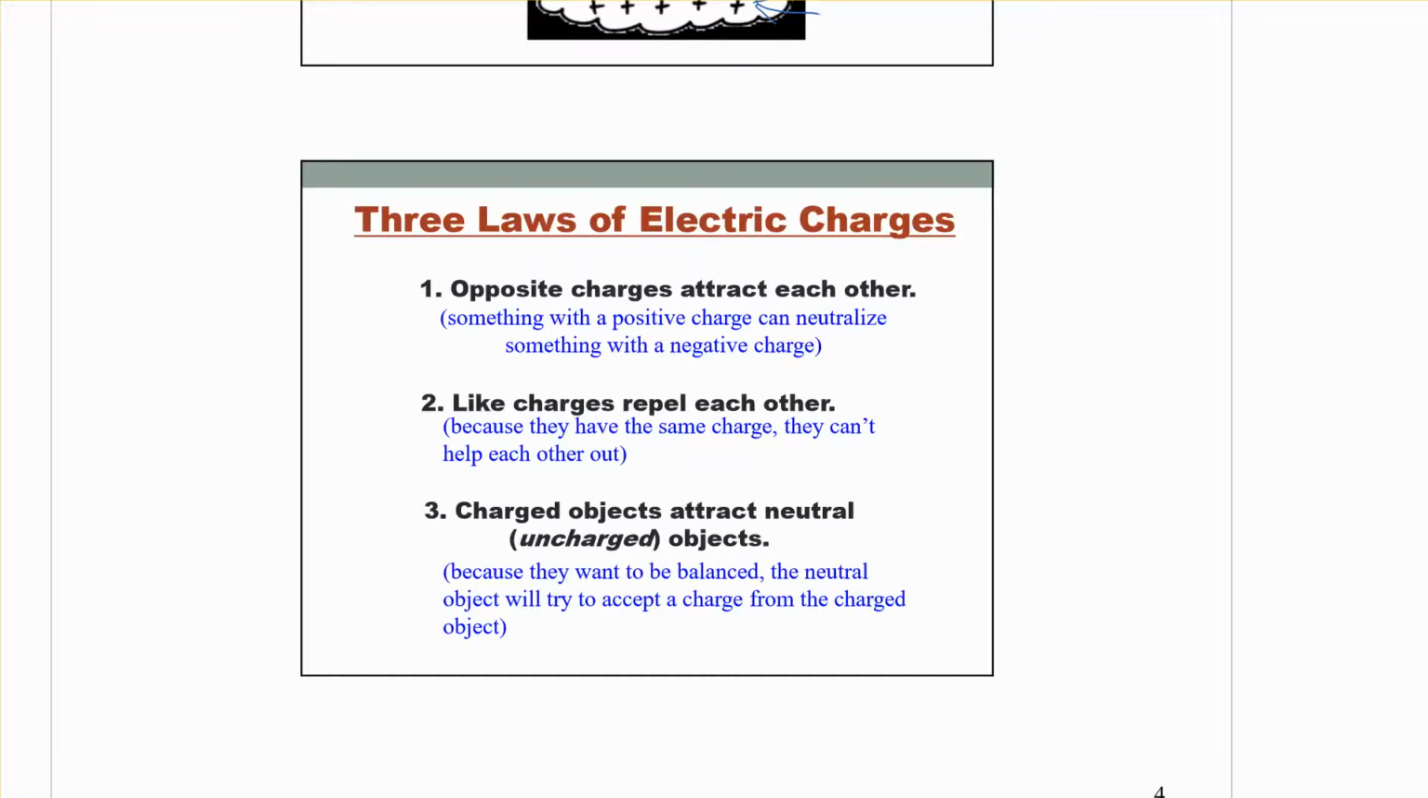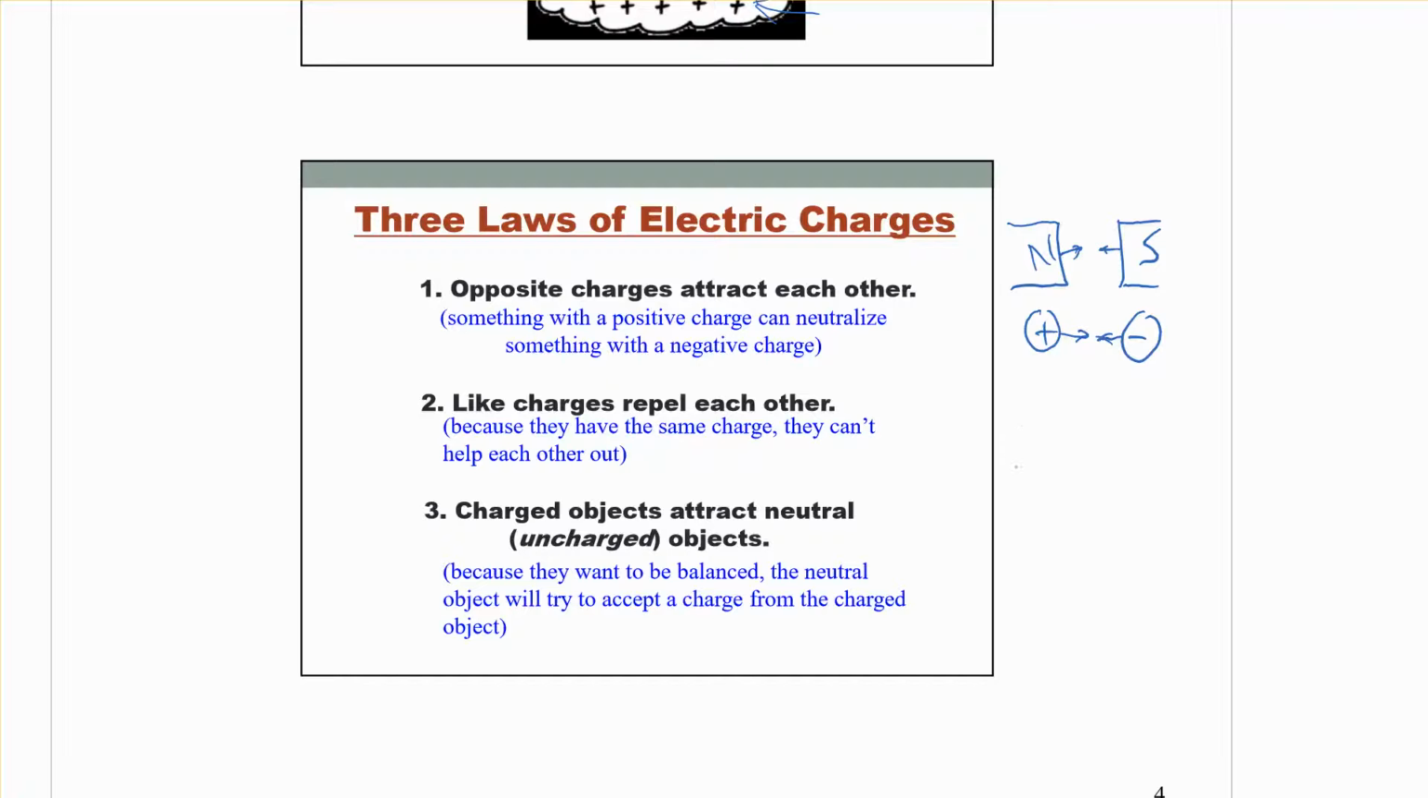Okay, 3 laws of electric charges. This is also important. So opposite charges attract each other. This shouldn't be anything new. Well, it might be new for this, but you all know that if you have magnets, a north pole and a south pole attract. We've got the same situation here, but instead of north and south, if you have a positive and a negative, they're going to attract.